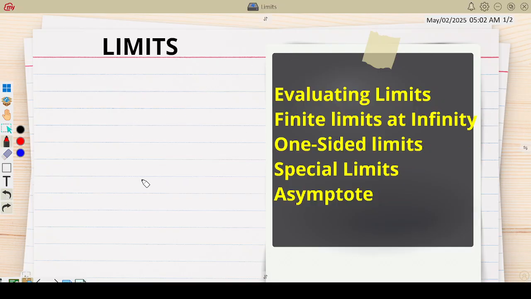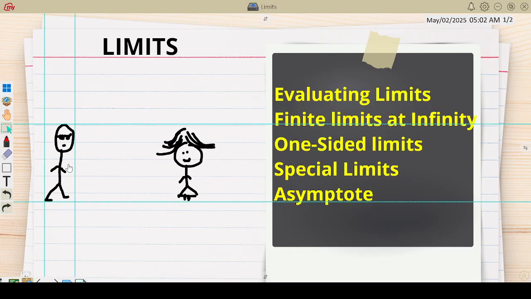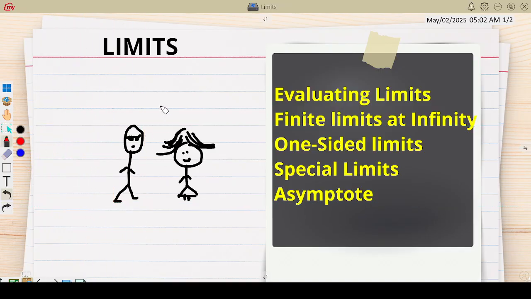So a limit, we can first visualize it with this scenario. Imagine we have this guy here and we have this lady, and now what happens when the guy approaches the lady like, hey, I'm asking for your line, but the lady will be like, no, you should know your limits. Yeah, so the guy should know his limits. So limits are simply boundaries.